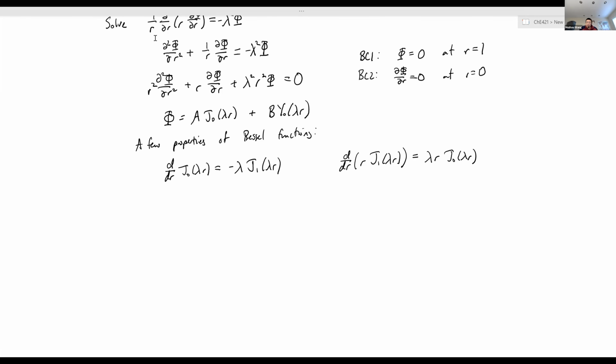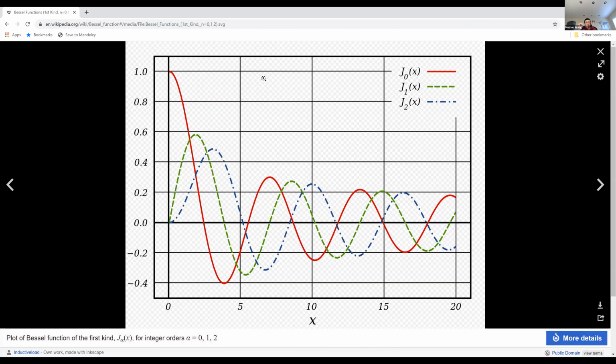Just to show you again, here is what a Bessel function looks like for the J0s and the J1s. This red line looks a little bit like a cosine, and this green line looks a little bit like a sine. You can see how the minima and the maxima points of the red line are the points where the derivative of J0 is equal to 0. That's also where J1 is equal to 0. You can see right here corresponds to this point, and so on.